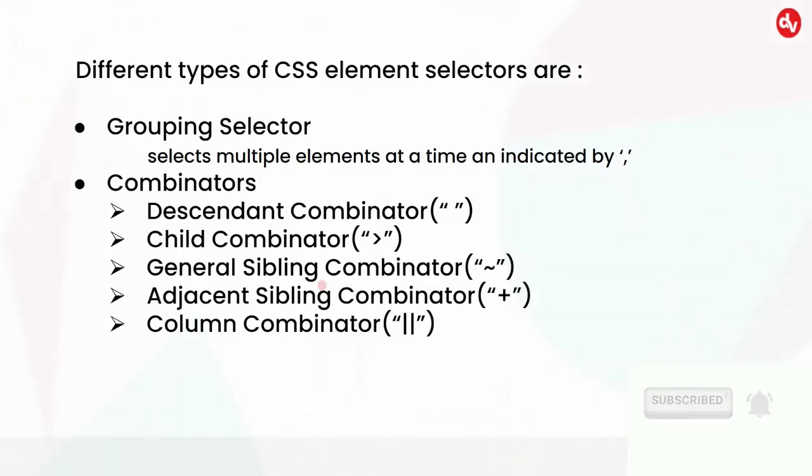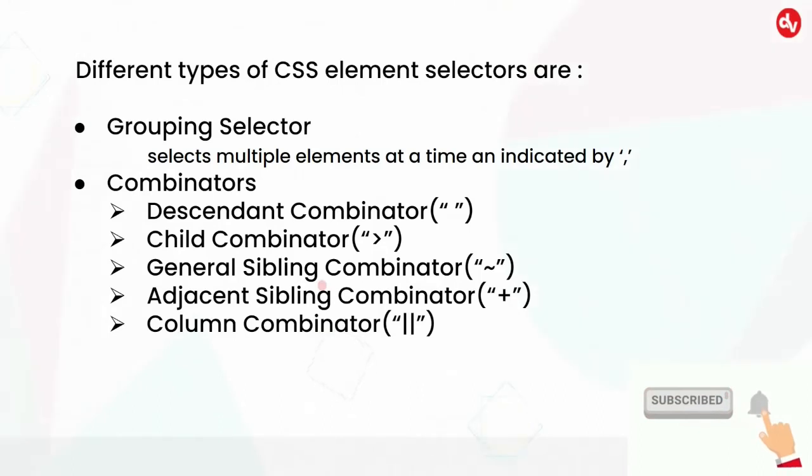So if you say the first element greater than second element, means the first element is a direct parent of the second element, or the second element is a direct child of the first element. And the third one is general sibling combinator. General sibling combinator is if two elements are siblings, like the parent element of those two elements is same, then we can say it's general sibling combinator.